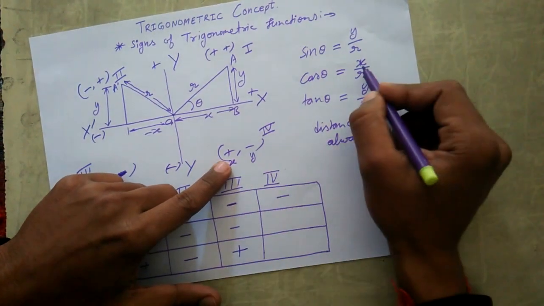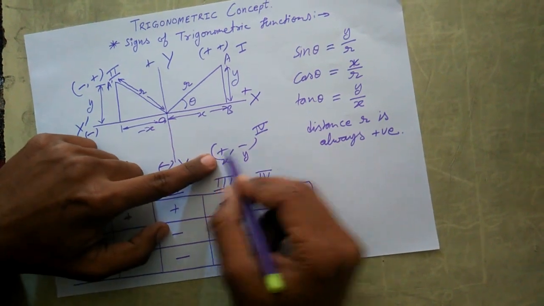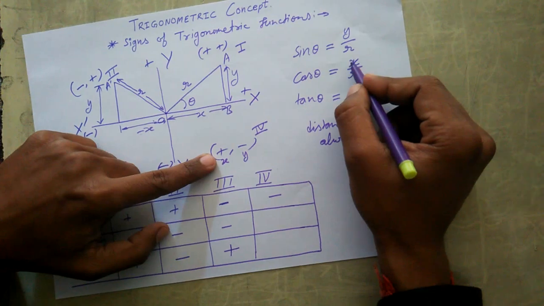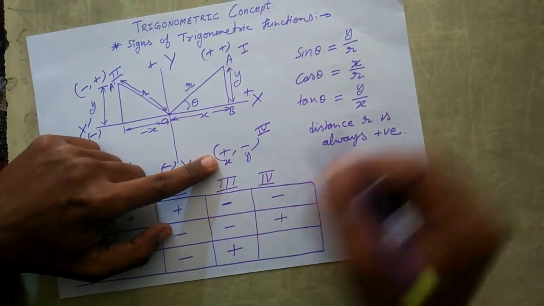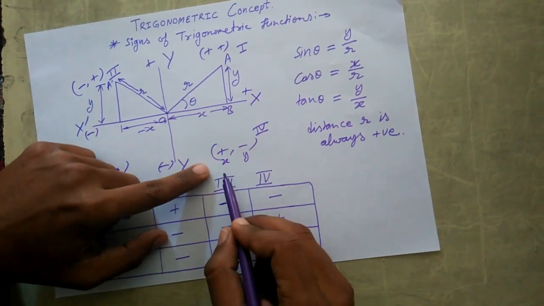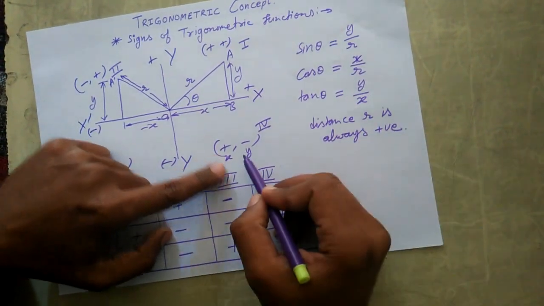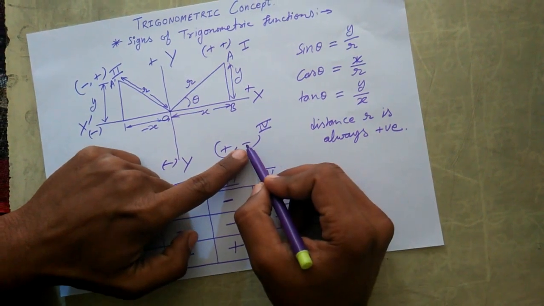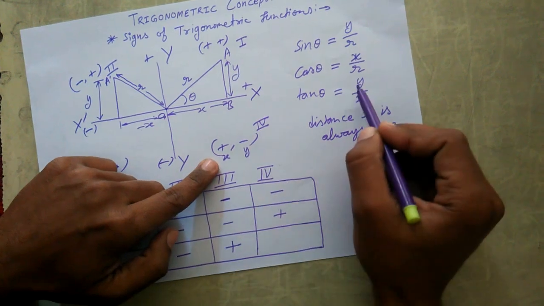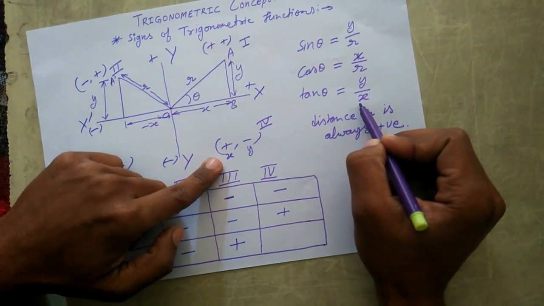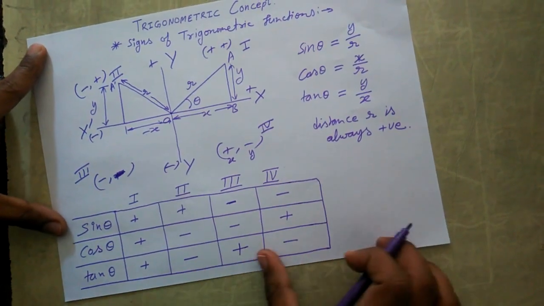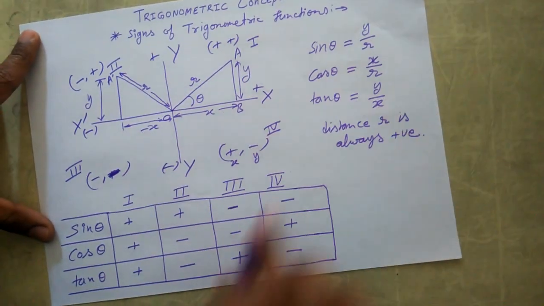Now cos theta. Cos theta is what? X upon R. And X here is positive. And R still remains positive. So positive divided by positive, what? Positive. Now tangent theta in fourth quadrant. Y is negative here in this fourth quadrant, and X is positive. So negative divided by positive, what will come out? Negative. So this is the way that we have done the signs of trigonometric functions.